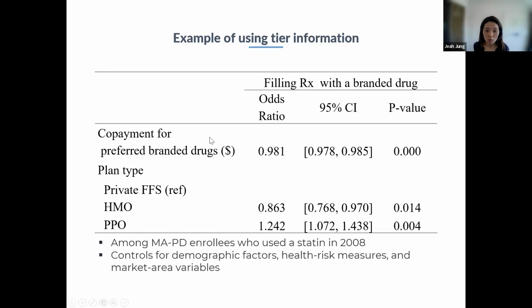And then you can see here as copayment goes up, the odds of filling a prescription with a brand name goes down. When the copayment increases by $1, the odds of filling the prescription with a brand name decrease by 2%, right? Okay. And also, we controlled for plan type, but this is somewhat interesting. This says that compared with private fee for service, enrollees in HMOs are less likely to fill the prescription with brand name drugs, which makes sense. These are HMOs, but PPOs are actually more likely to fill brand name drugs compared with private fee for service. So you can do this type of study if you can actually play with cost sharing tier files.